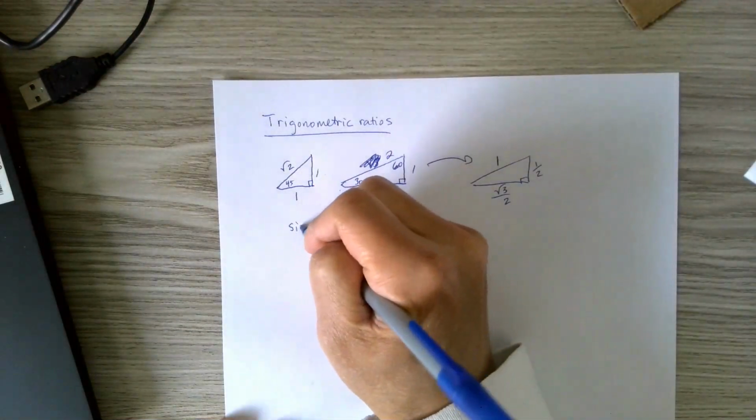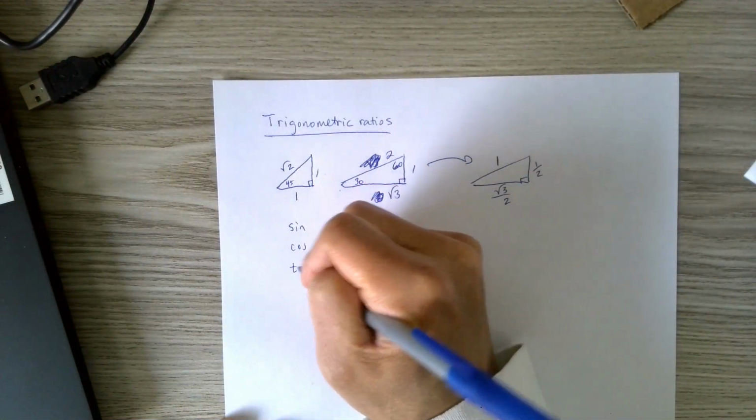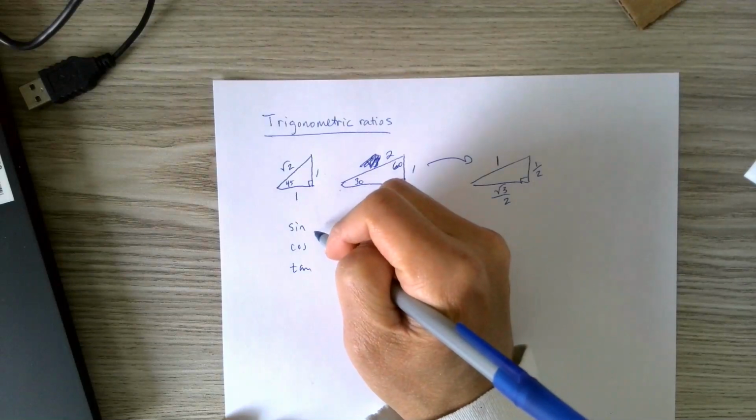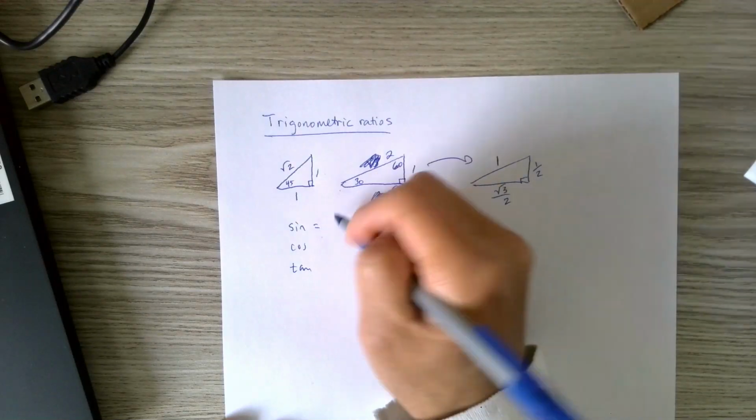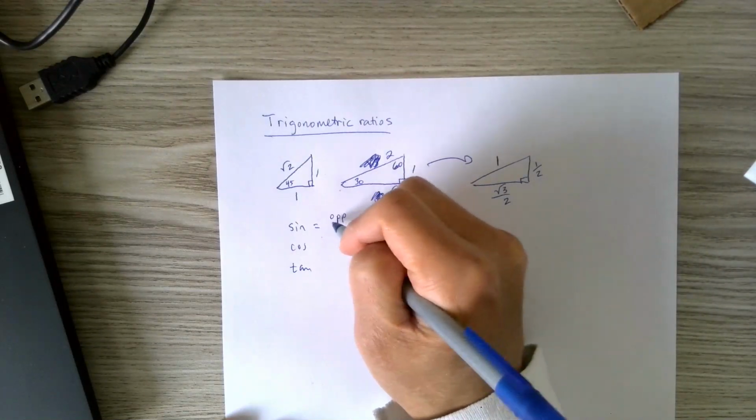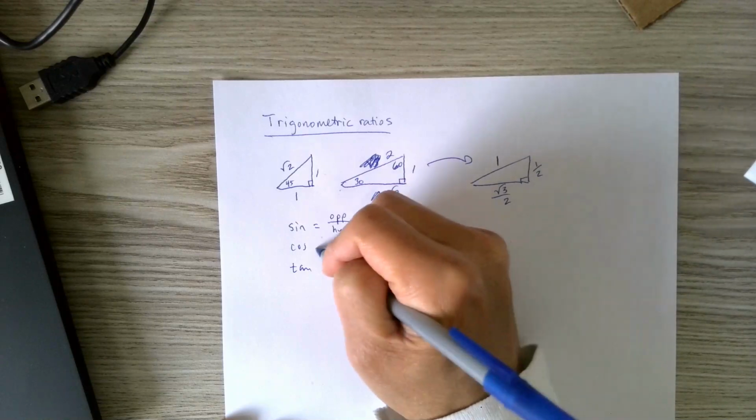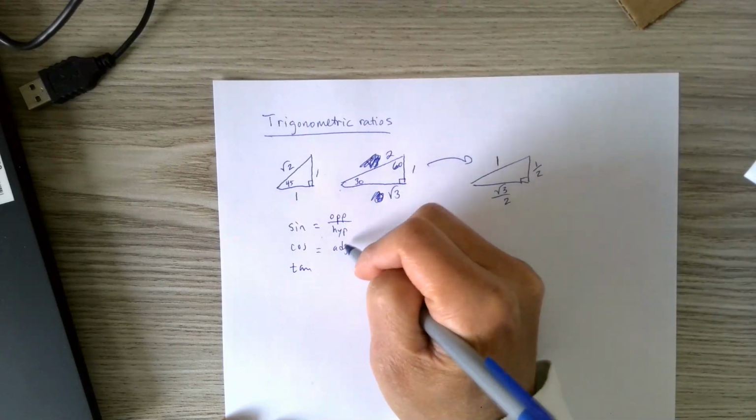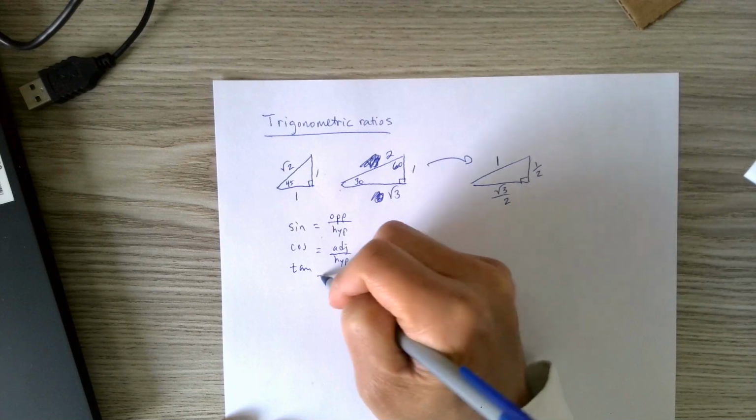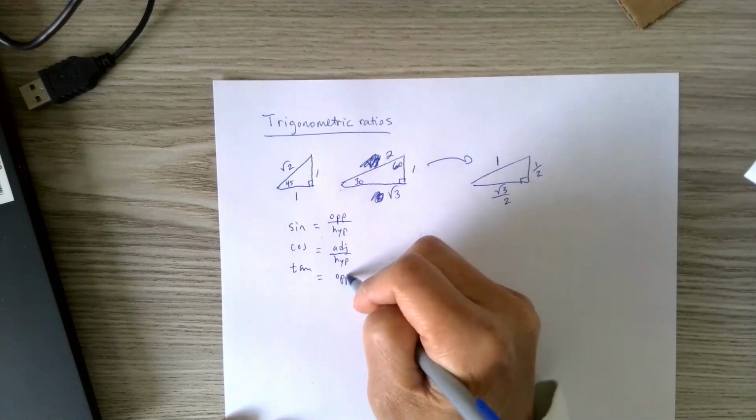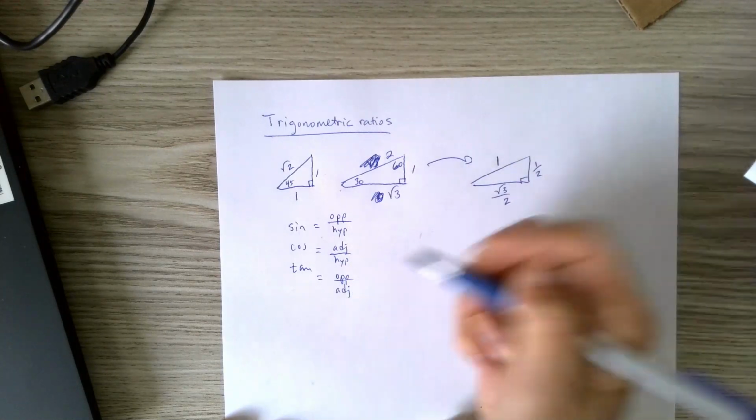And of course, you should know the basic ratios. Sine, which is opposite over hypotenuse, cosine adjacent over hypotenuse, and tangent opposite over adjacent.